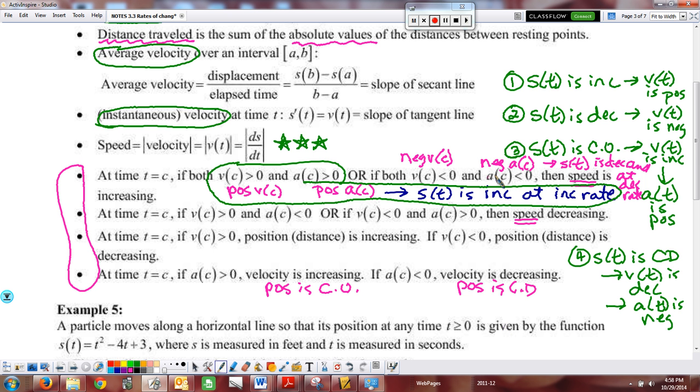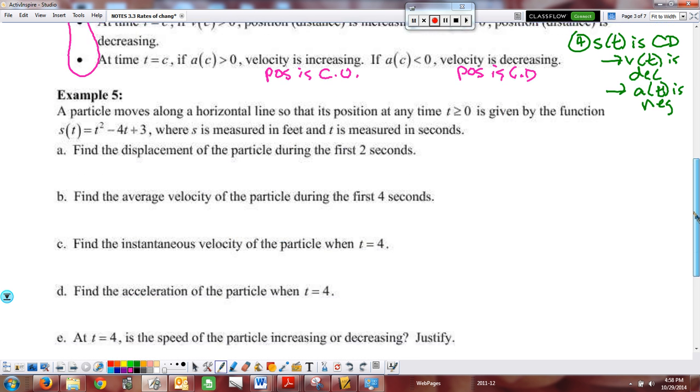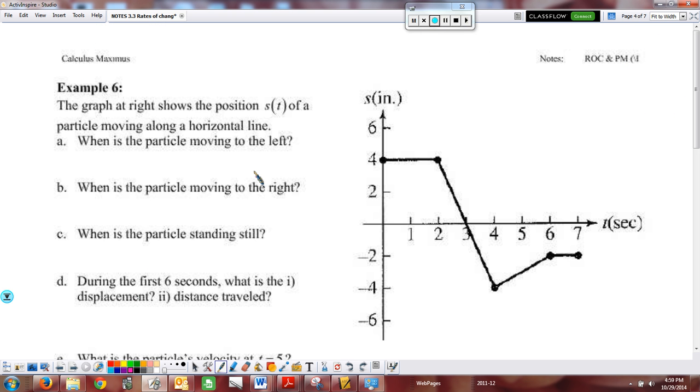Now, the rest of this set of notes is going to basically look at examples, and remember the rule of 4. We're going to have one example where I'm going to give you a formula. So we're going to work at it from the algebraic perspective. And how do I examine all these characteristics given the algebraic perspective? All right? Example 6, I'm going to give you a graph. We're going to look at it from the graphical perspective.